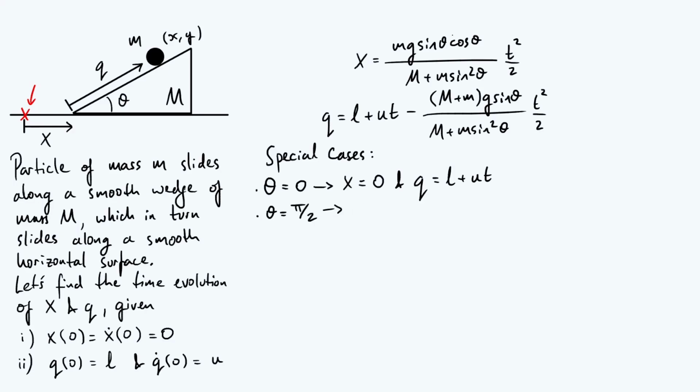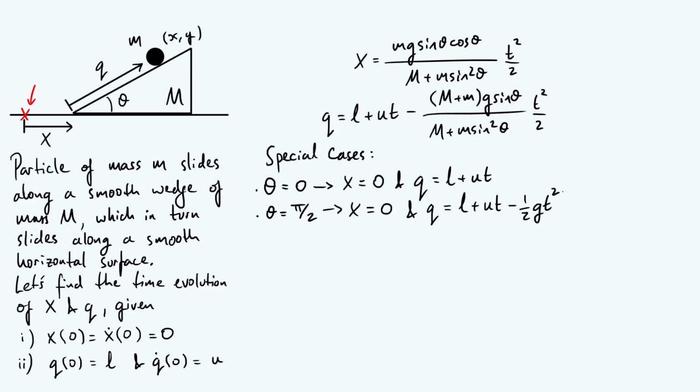Well, when theta is pi over 2, cos of pi over 2 is 0, so the cos theta term, again, forces x to be identically 0 for all time. What about the q term, though? The last term is not going to disappear because you've got sine theta instead of cos theta. So you've got q is L plus ut plus something. Now, sine of pi over 2 is 1. So you can imagine that basically that disappears and that disappears. And so it's M plus m times g over M plus m. So the M plus m's would cancel in this case, and you'll just get minus a half gt squared. So let's put minus a half gt squared.